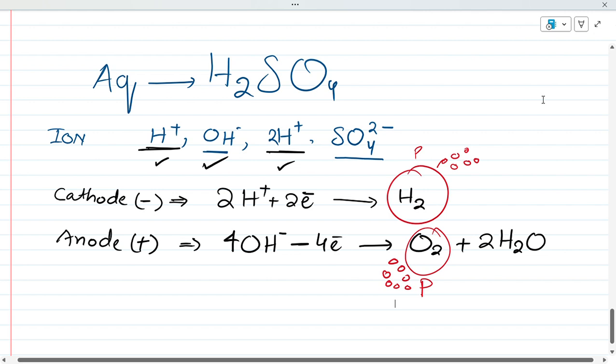In the next lecture we will be discussing the observations for different reactive electrodes, if we are going to use reactive electrodes, and how the electrolysis will be.